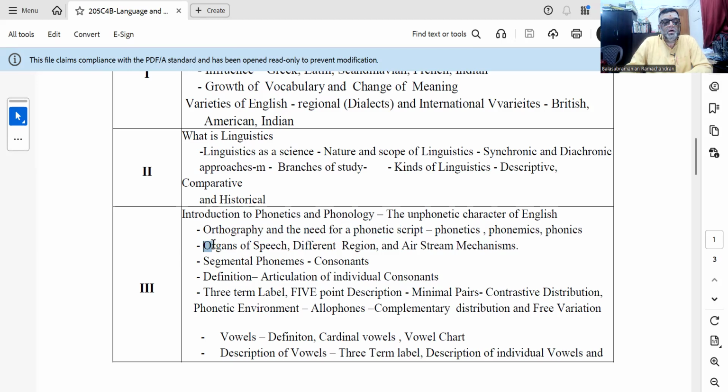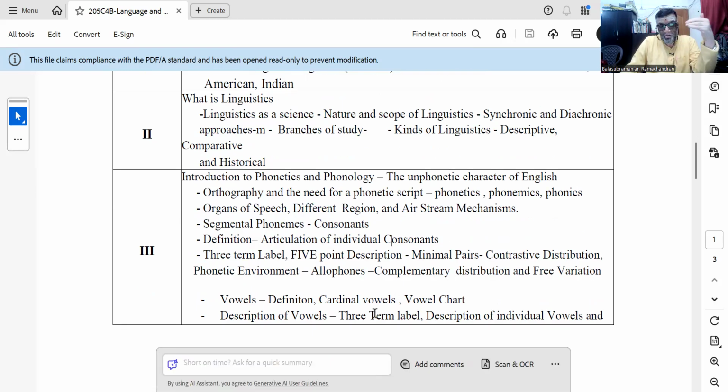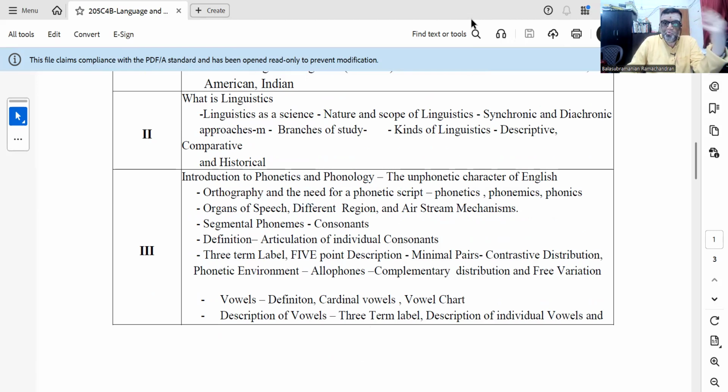Then we'll look at organs of speech. That will be a diagram, of course, the diagram of the organs of speech. Then we'll go on to segmental phonemes, and then go on to understand how phonemes are produced, etc. So you will be introduced to a lot of new terms. Don't worry. Remember, phonemes are speech sounds. Okay, and we are looking at English phonemes. In this course, we are looking at English phonemes.